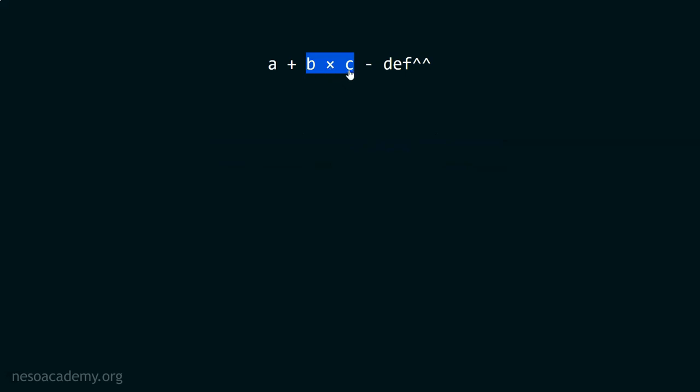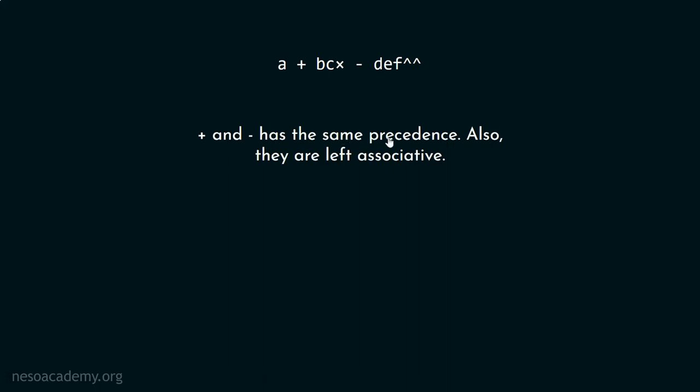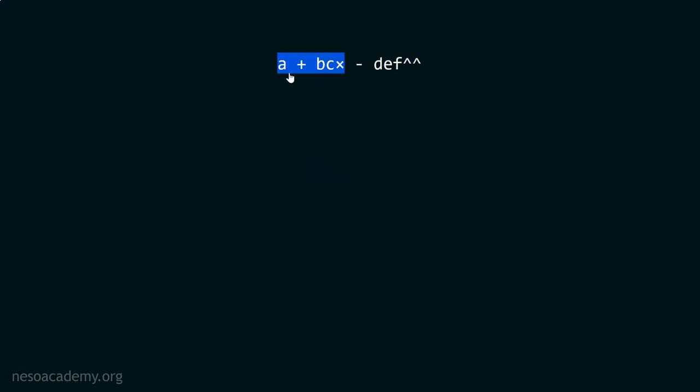This is b into c. This becomes bc into, right? After this, we have a plus bc cross, which we can treat as one operand. So, this is a plus bc cross minus def power. We have a plus operator, we have a minus operator, we know they have same precedence, but the associativity is left to right. Got it? Plus and minus have the same precedence, also they are left associative. Therefore, we will evaluate this first, a plus bc multiplication. That is, this becomes a bc multiply plus.